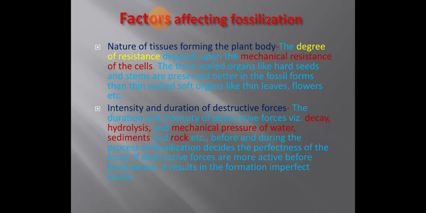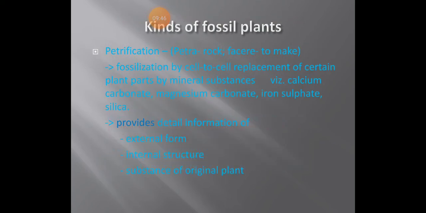Let's look at the factors affecting the fossilization process. The nature of the tissues forming the plant bodies, due to different mechanical properties, may be due to the thick wall of the organisms, if you take seeds, the outer coat of the seeds, or the softness of the organs, take leaves and flowers. Just like that, different factors affect the fossilization process. On the other hand, other factors like hydrolysis and mechanical pressure of the waters may determine the fossilization process.